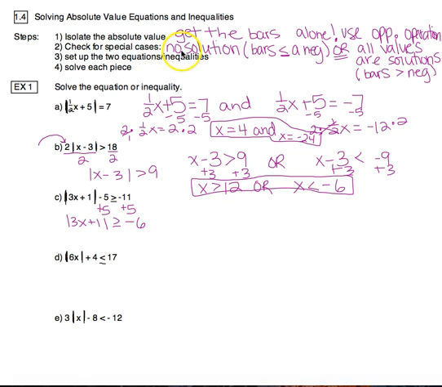Now I'm going to check for special cases. So I'm looking, do I have my bars either less than or equal to a negative or greater than or equal to a negative? In this case, I do have it greater than or equal to a negative number. And so I know that a distance cannot be equal to a negative. It can be greater than a negative.